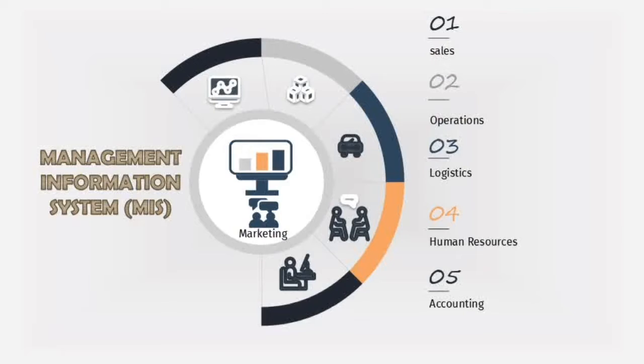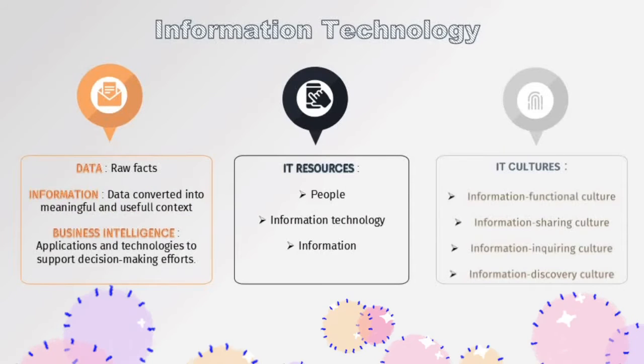Then, the management information system, or known as MIS. This is a department which includes marketing, sales, operation, logistics, human resource, and accounting. In order to learn information technology, we need to understand these three things below, known as data, IT resources, and IT cultures.